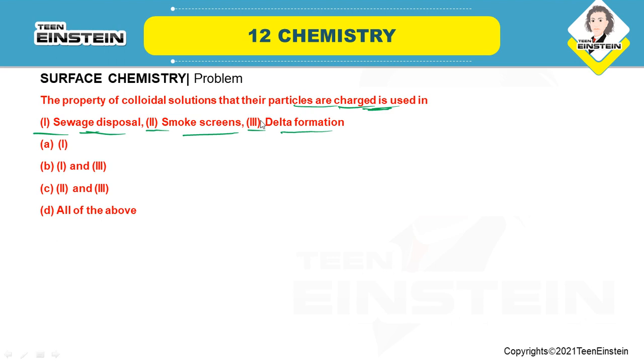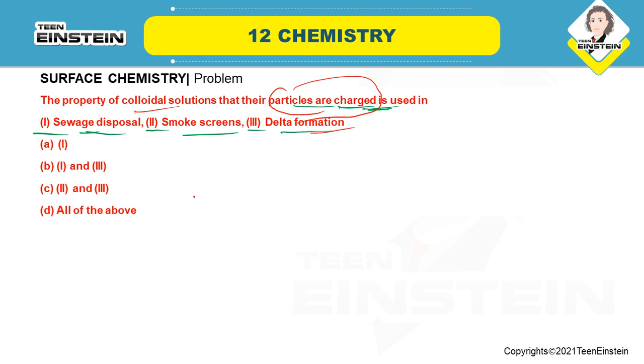So here the property of colloidal solution that their particles are charged. There are different properties of colloidal solution, but we have to focus only on the property of their charge. So basically coagulation of charge. Now in sewage disposal, coagulation is required, then only you can filter out the clear water, and in delta formation also it is because of coagulation.